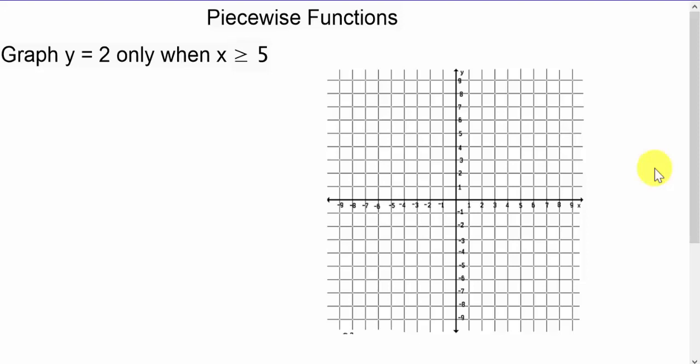So we've been talking about functions, and today we're going to talk about piecewise functions. Now the key word in today's lecture is piece. Parts of functions is what we're going to do.